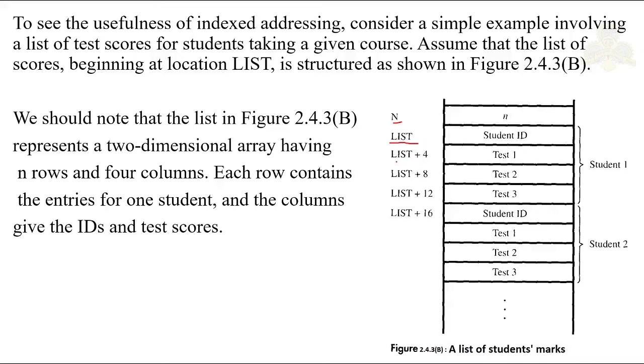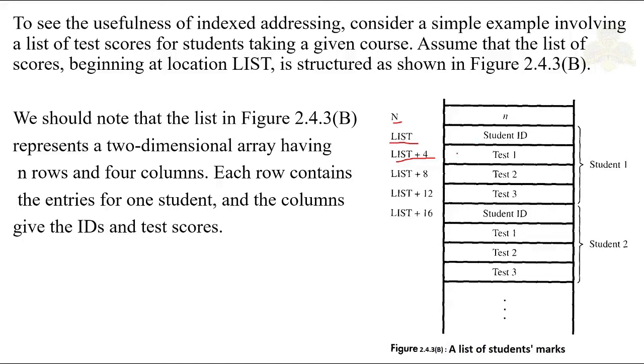Now this is the memory location list plus 4. Why is it list plus 4 and then list plus 8? Why is it every time an increment of 4? That is because the assumption here is that the memory is byte addressable and the word length is 32 bits.